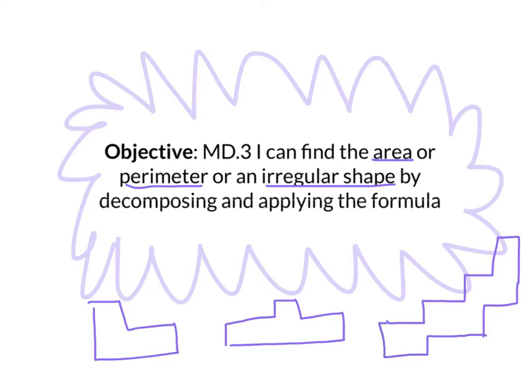Two strategies that we use are applying the formula and decomposing the shape. When we're talking about decomposing the shape, we're breaking these irregular shapes into smaller pieces that are more familiar. Like here we can make two rectangles. Here we can make a rectangle and a square. And over here we can make several rectangles.